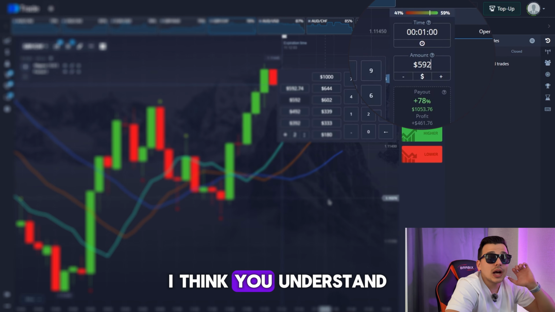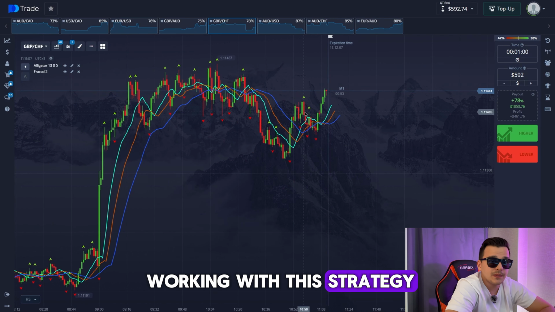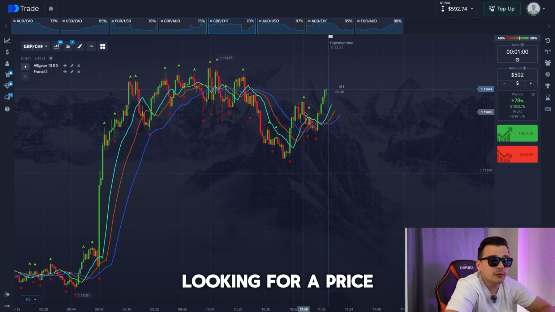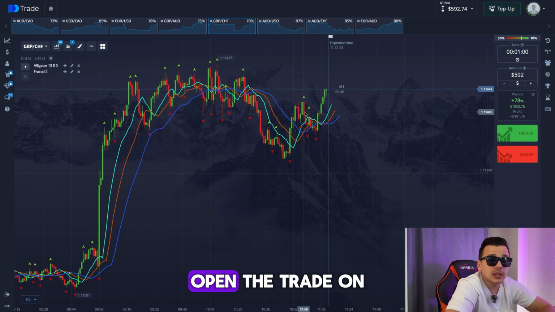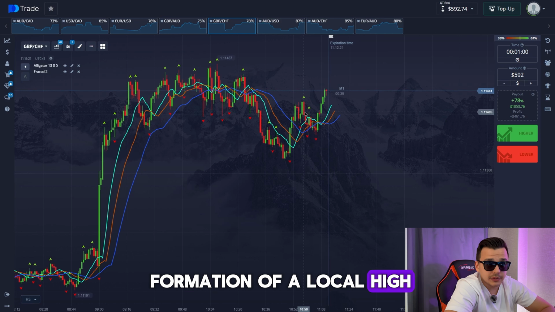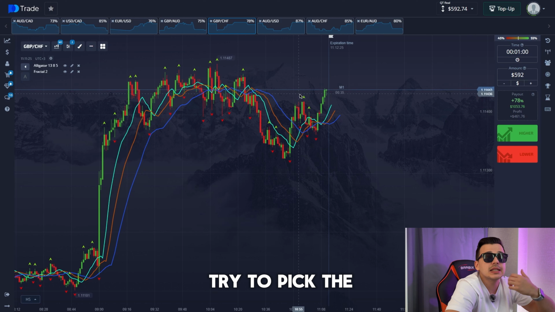I think you understand the basic principle of working with this strategy. As you can see, absolutely everything is easy. Looking for a price pullback, looking for the formation of a local low. Open a trade on the trend. If it is a downward trend, you look for the formation of a local high. It's very simple. Let's go ahead and try to pick the down trade.